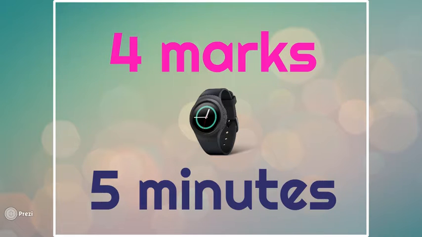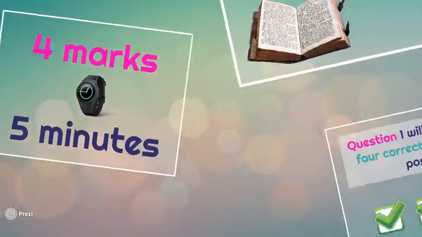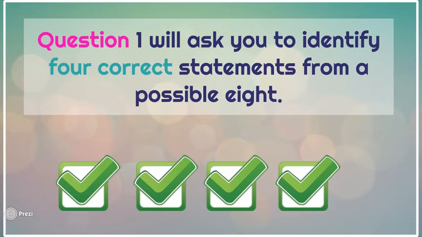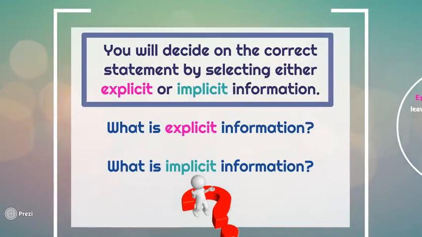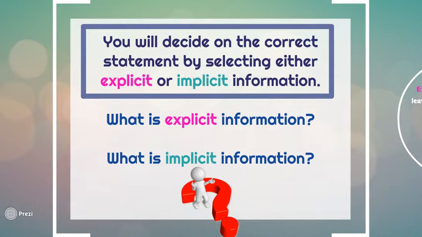So paper 2 question 1 carries 4 marks, so hopefully you wouldn't be spending any longer than 5 minutes on that question. Question 1 will ask you to identify 4 correct statements from a possible list of 8. And you're going to need to decide on the correct statement by selecting either explicit or implicit information. Basically, this question is testing how well you have understood the information that you've read, and can you use that understanding to identify which statements are true and which statements are false.